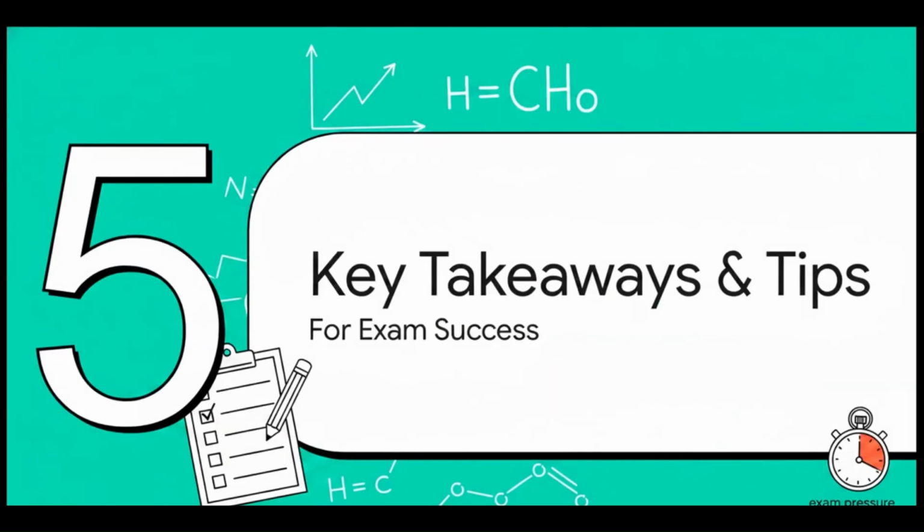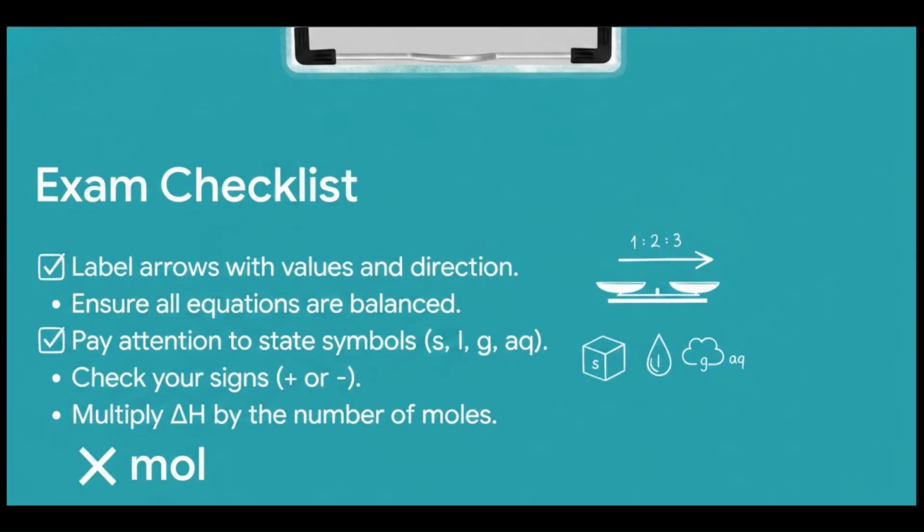The big question now is, how do you make sure you get all the marks, especially when you're under pressure in an exam? Let's run through a quick checklist of things to remember. Think of this as your pre-flight check before you answer a Hess's Law question. First, if you're drawing a cycle, label your arrows clearly with both the value and the direction. Second, always double-check that your equations are balanced. It's such an easy mark to lose.